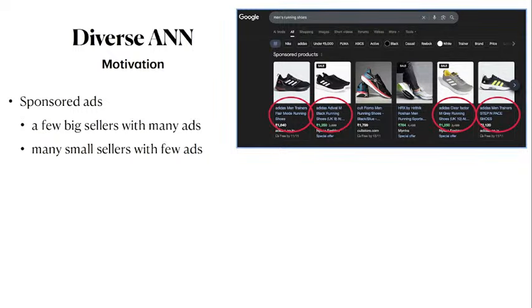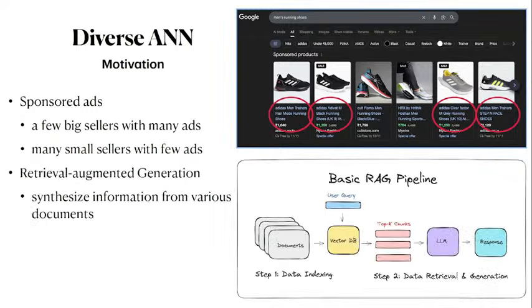Think of an ad example. Microsoft or Google have a huge collection of ads, where there are a few big sellers who have placed a lot of ads, and many small sellers who have placed few ads. But when a user types in a query like men's running shoes, what Google ends up showing is a bunch of ads from the dominant sellers, the big players. But what Google or Microsoft wants to do is improve diversity in the search results that they return.